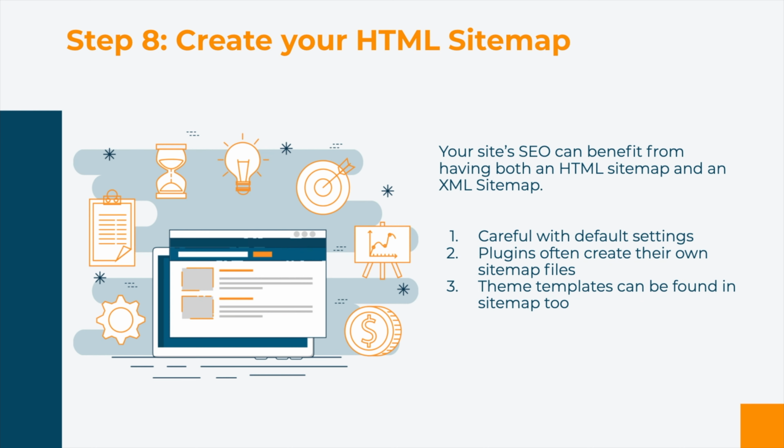Step 8, create your HTML sitemap. Your site's SEO can benefit from having both an HTML sitemap and an XML sitemap. Careful of default settings on these plugins because there are a lot of pages you can show. Plugins often create their own sitemap files, so you'll have many more web pages than you've considered in the very beginning. And theme templates can be found in sitemaps too, so this is a good way to audit your site.